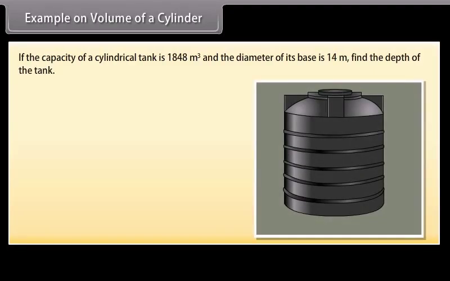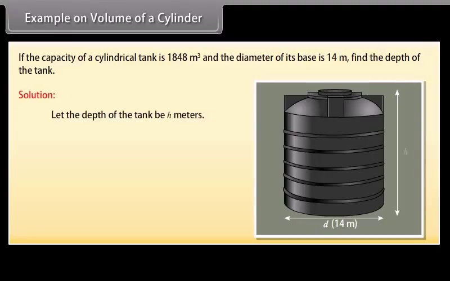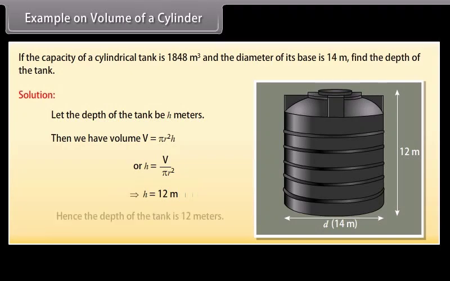Example of volume of a cylinder. If the capacity of a cylindrical tank is 1848 meter cube and the diameter of its base is 14 meters, find the depth of the tank. Let the depth of the tank be h meters. Then we have volume V equals pi into r square into h, or h is equal to V upon pi into r square, which implies that h is equal to 12 meters. Hence, the depth of the tank is 12 meters.